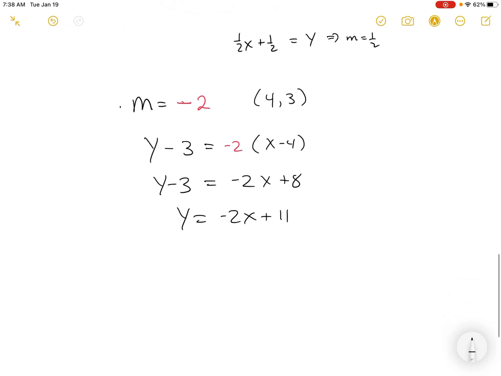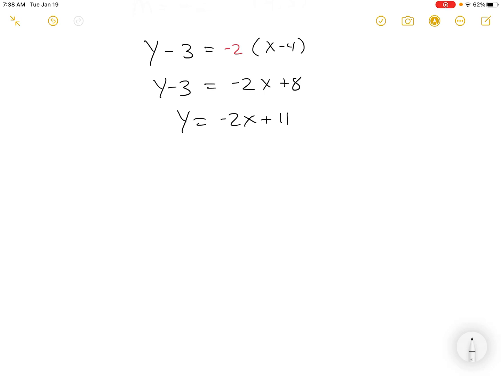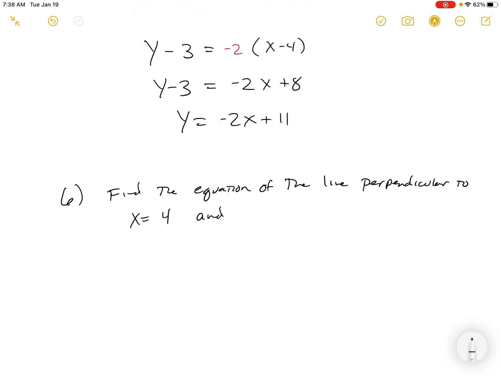Okay. So I've seen people shut down at something like this. This will be our last example. Find the equation of the line perpendicular to x equals 4 and passing through (-7, -1). Okay, so let's talk about what we do.